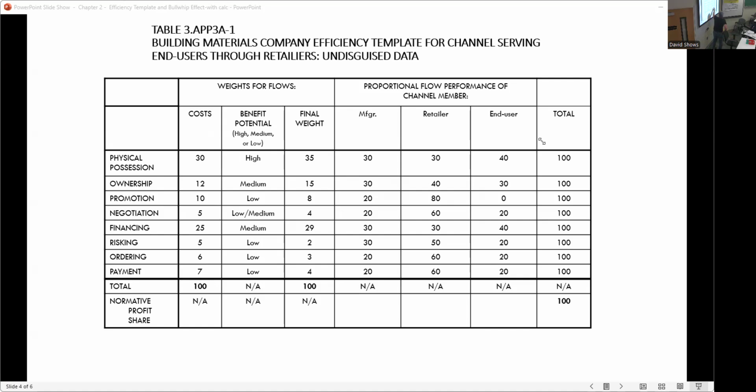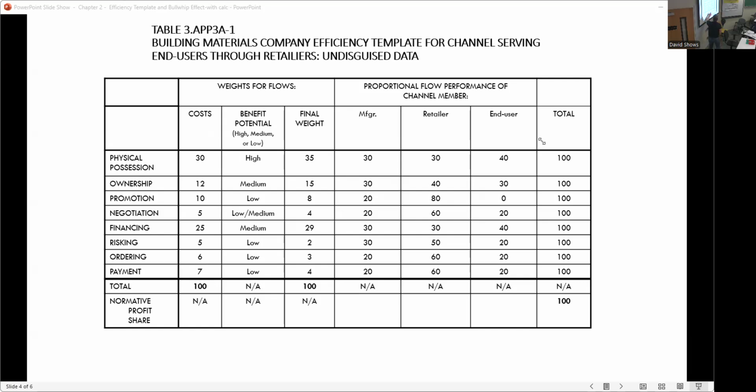Now, remember that this is a constant sum scale. So it means that if I add 5 here, I've got to subtract 5 here. That's what it means. Okay. So that's how you read these columns downward. These columns, you read sideways. So what that says is, what is the performance from each channel member? In other words, what does each channel member do or perform in the overall functions?